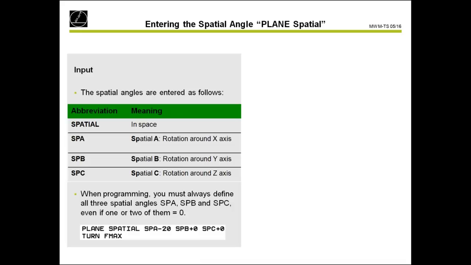So what do I need to input for the plane spatial? I need to input the three spatial angles, SPA, SPB, and SPC. I always need to program SPA, SPB, and SPC, also when they are 0. So for our example, plane spatial, SPA minus 20, SPB 0, SPC 0. There's no possibility to skip SPB or SPC when it's 0. You always need to program them.